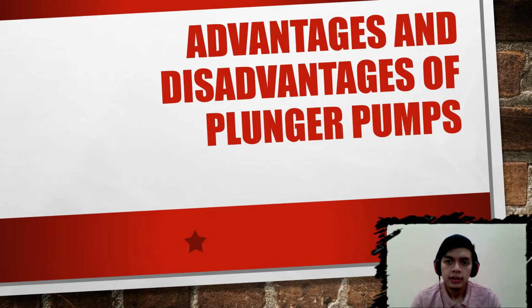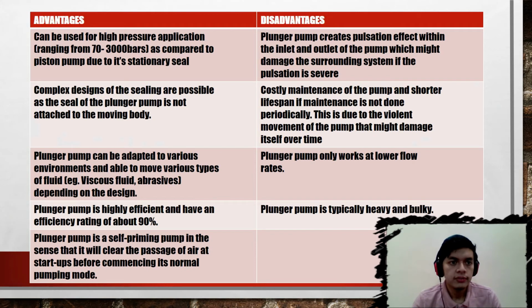I will present about the advantages and disadvantages of plunger pumps. For the advantages, it can be used for high pressure application which is ranging from 70 to 3000 bar as compared to piston pump, and it is due to its stationary seal. Also, complex design of the sealing are possible as the seal of the plunger pump is not attached to the moving body. Next, plunger pump can be adapted to various environments and able to move various types of fluid, for example viscous fluid and abrasive, and also it depends on the design itself.